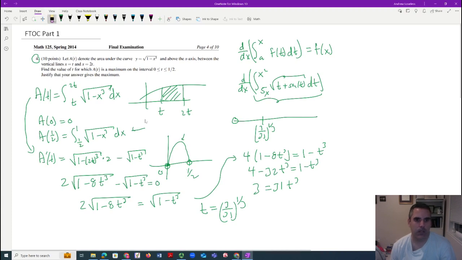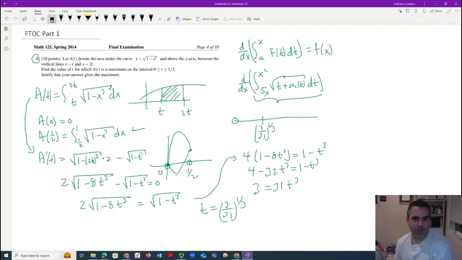Because all the numbers are positive, it's somewhere here. So the question remains, does it look like this or does it look like this? How could you figure out such a thing? I think this integral is always positive for these values.